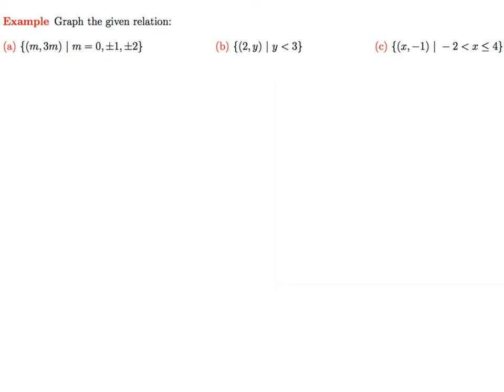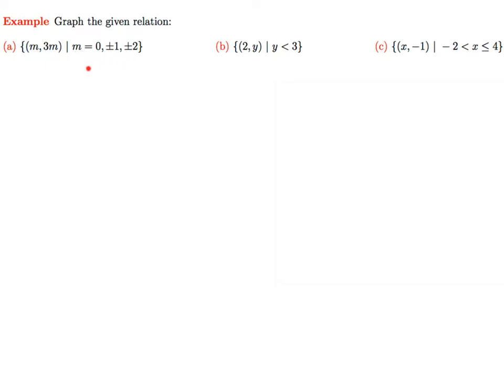In this example, we want to graph three different relations that are given in A, B, and C. Each of these relations is given in roster method. And so starting with A, we would say this verbally.